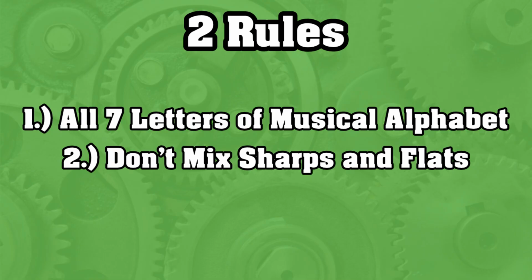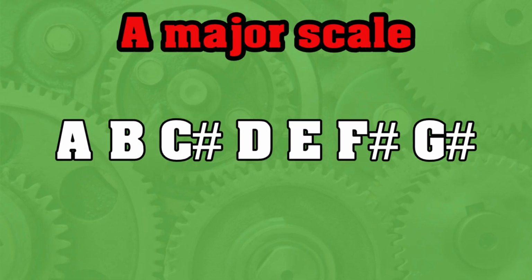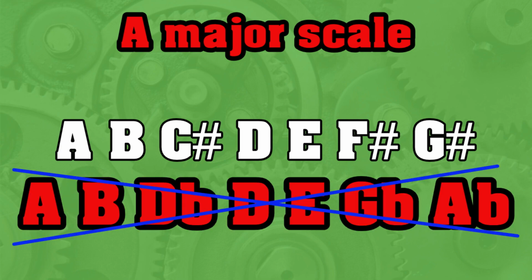So the first scale we looked at was the A major scale. So we're going with sharp names here. You can see an A, B, C, D, E, F, and G here. We're not mixing sharps and flats. If you were to try to spell out the A major scale using flat names instead of sharp names, you would be violating the rules. You would have an A, you would have a B, and then instead of a C sharp, it would be a D flat, followed by a D.